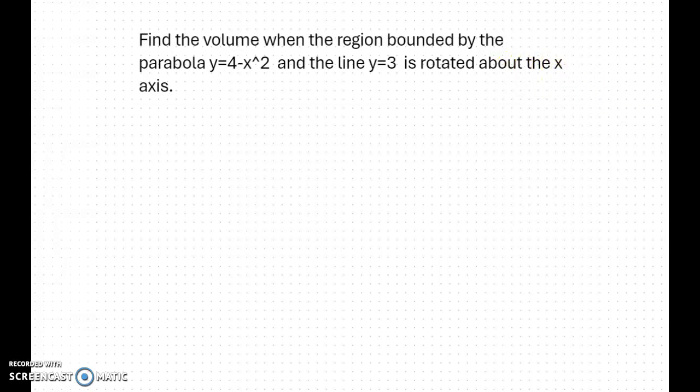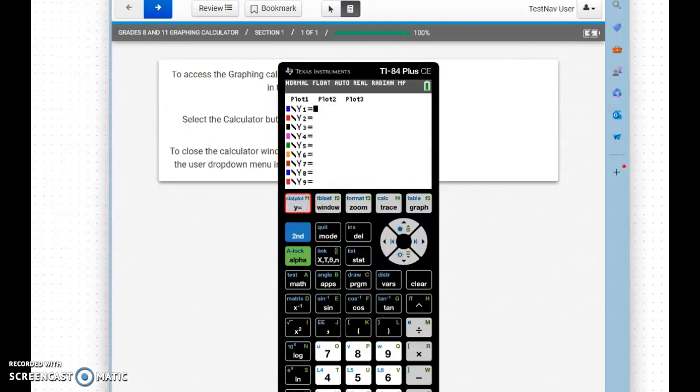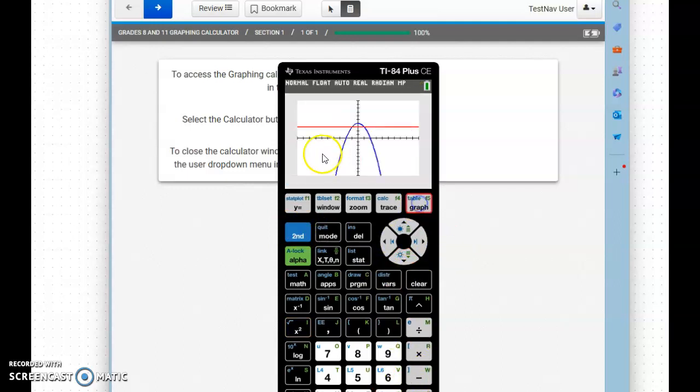So the first thing when we approach these problems is to take a look at what this looks like on the graph. So let's grab a calculator and let's graph it. So here's my calculator, and I'm going to plot my parabola, 4 minus x squared. And then I'm going to plot the horizontal line y equals 3. And I'm going to hit the graph button. I may have to adjust my window. In this case, I don't. This is just a standard viewing window.